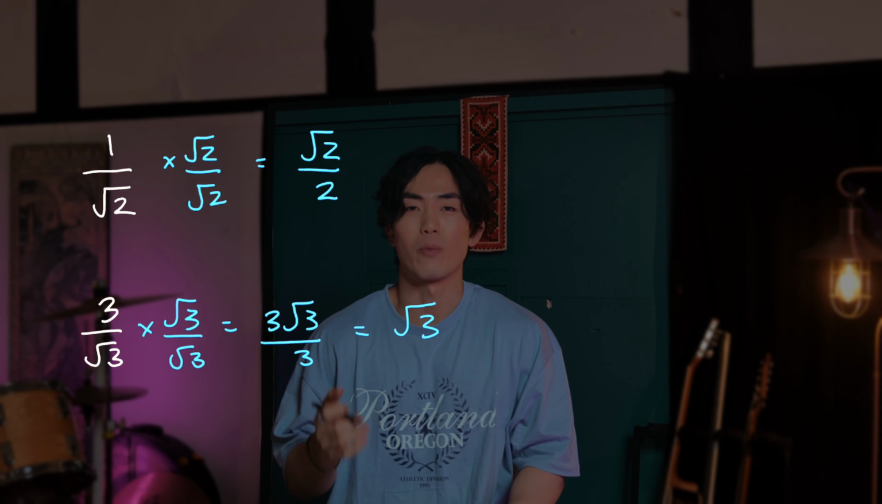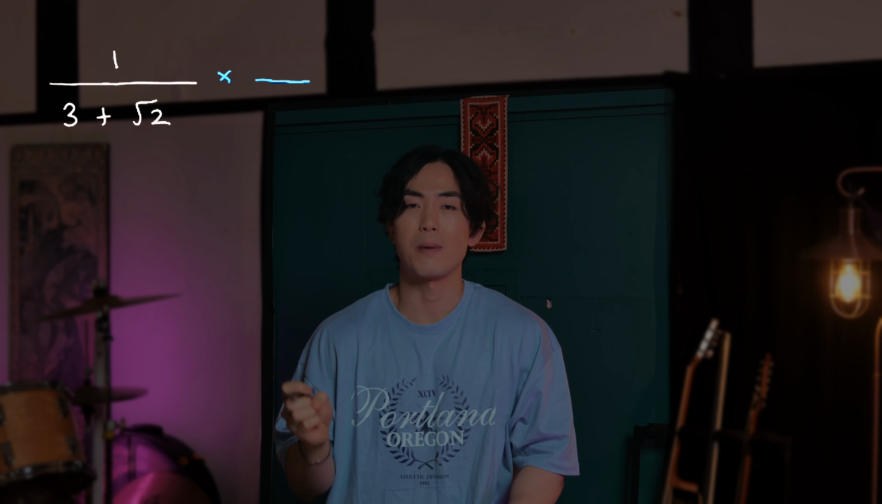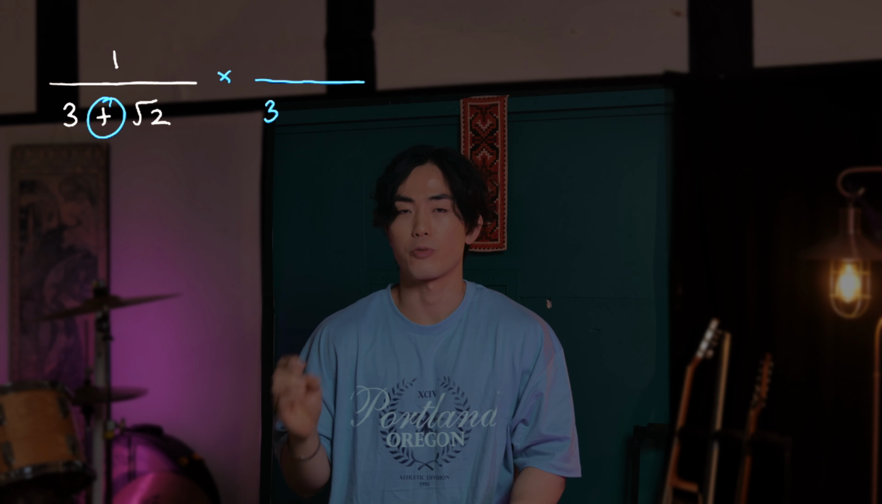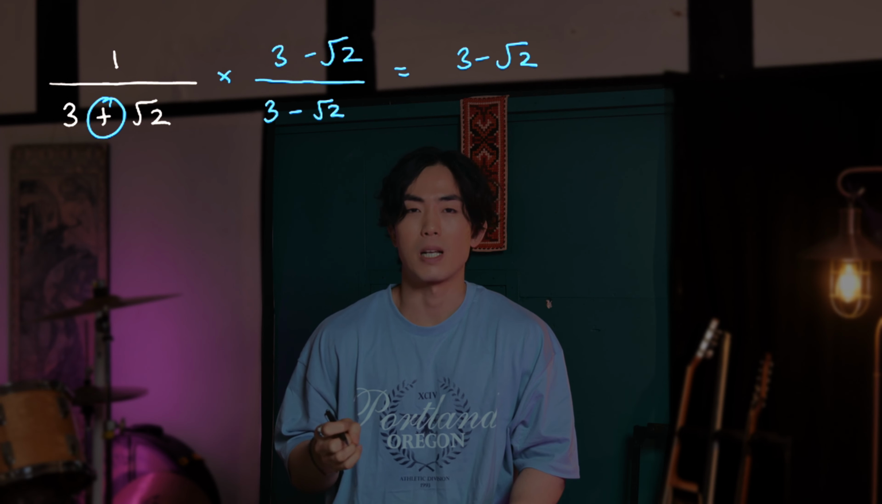There are other examples where we have 1 over 3 plus root 2. The way we go about rationalizing these kinds of fractions is we multiply top and bottom by the same denominator, but the opposite sign for the surd, okay, not the rational number. So in this case, we'll multiply top and bottom by 3 minus root 2. And now we go ahead and multiply out. So the top will just be 3 minus root 2.